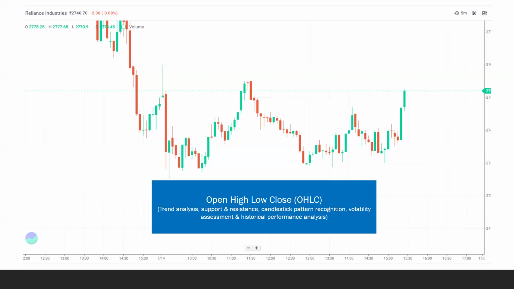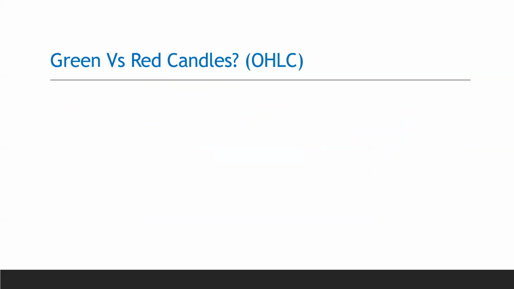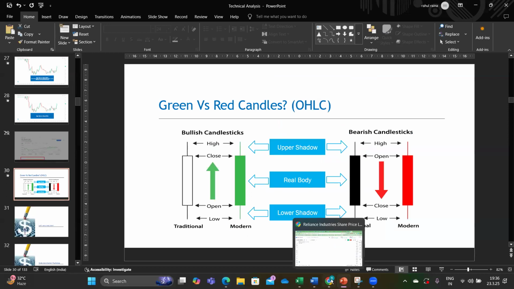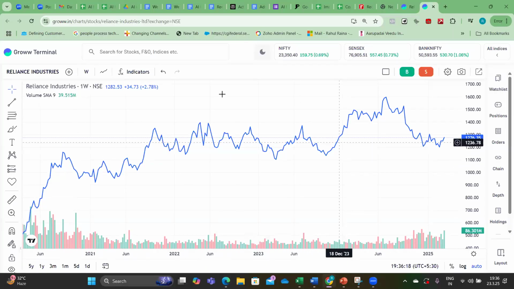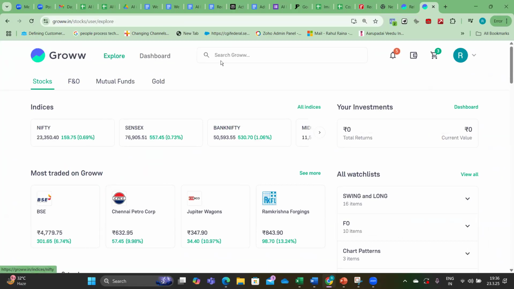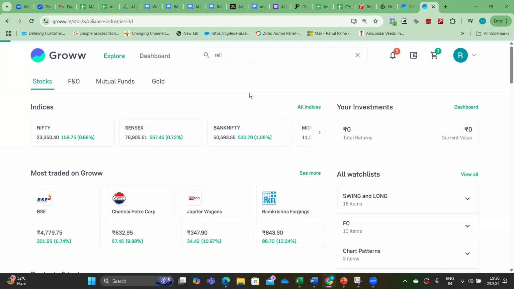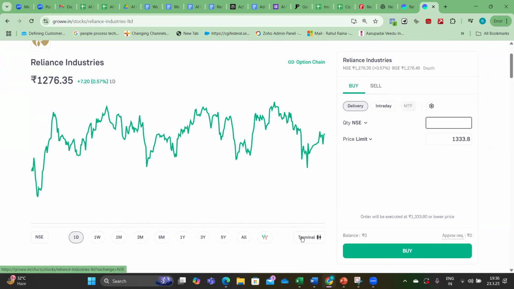Now, how to make this? I'll come to that in a bit. How to read this, sorry. Now, first, let's see this chart. I'll again go back to Groww or some other platform. This stuff is common on the majority of the platforms. So let's say Reliance for the time being.